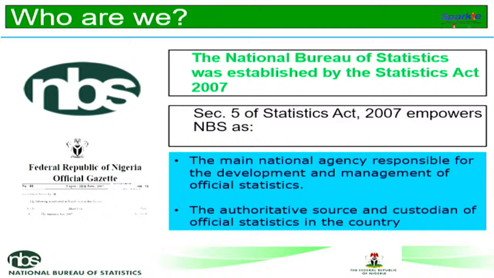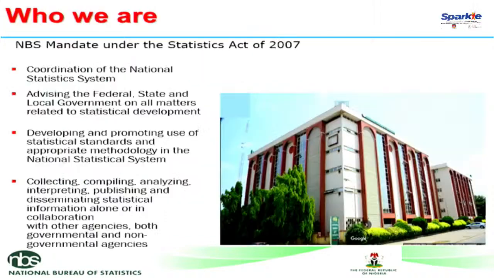Section 5 of the Statistical Act empowers NBS as the main national agency responsible for the development and management of statistics in Nigeria. They also serve as the authoritative source and custodian of official statistics in the country.